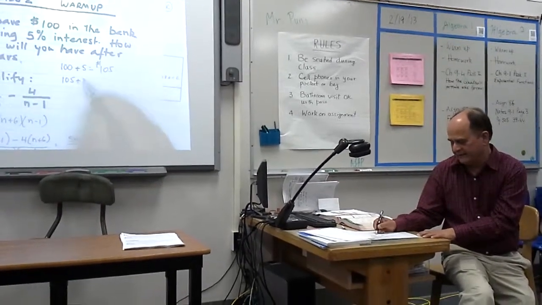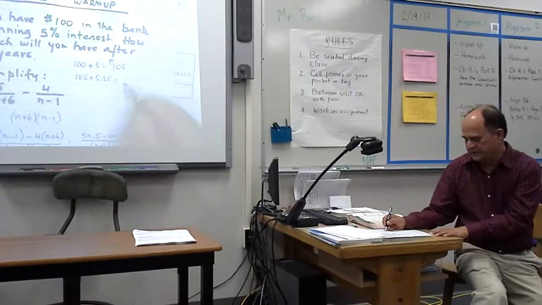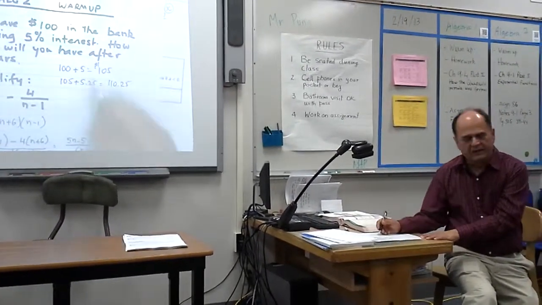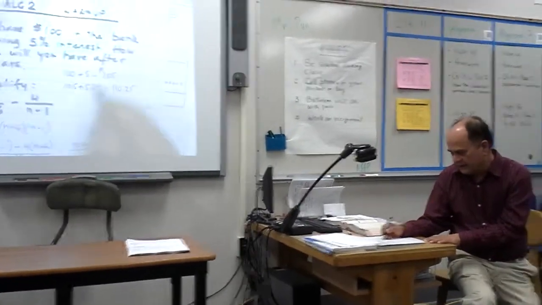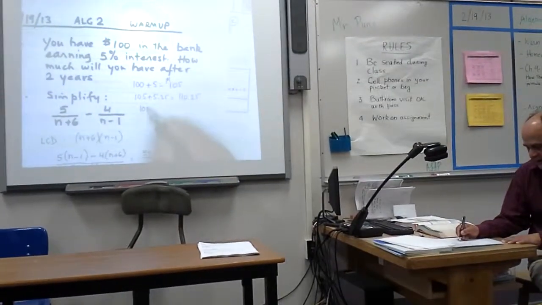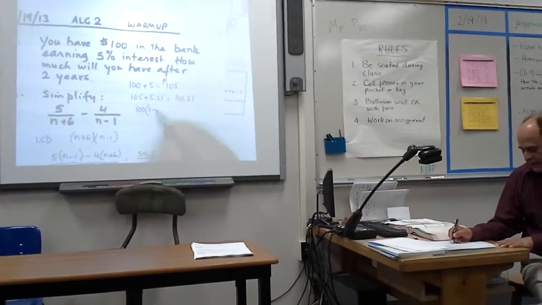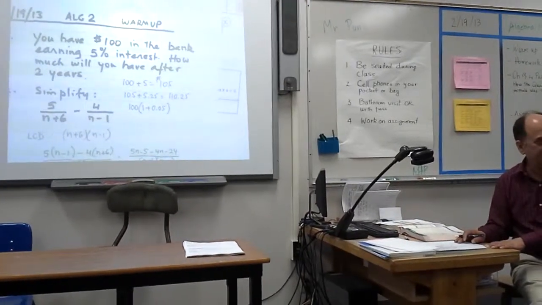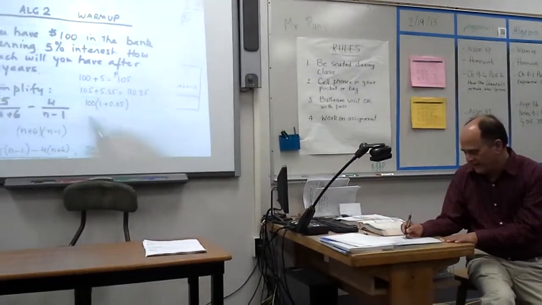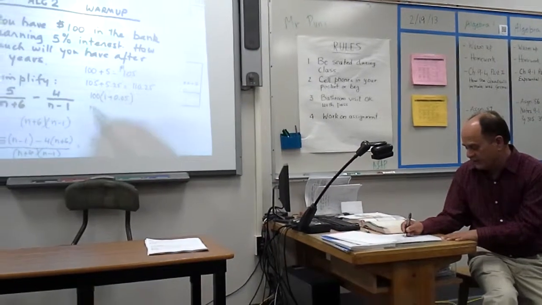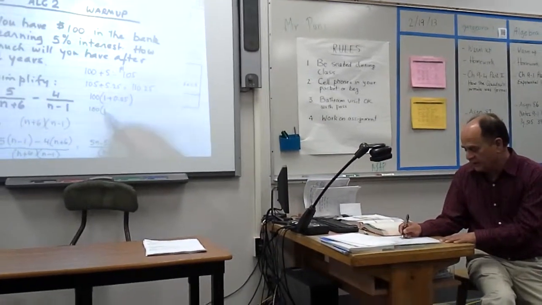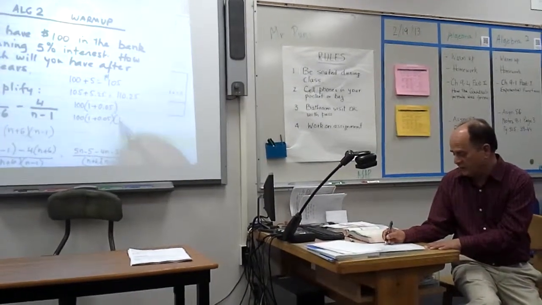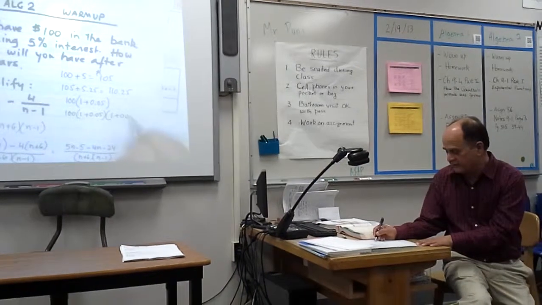$5.25. Okay, so $5.25. Wow. So that's $110.25. Okay? Mathematically, if I had to do this, I would say 1 plus 0.05 at the end of the first year. At the end of the second year, it would be 1 plus 0.05 multiplied by again 1 plus 0.05.